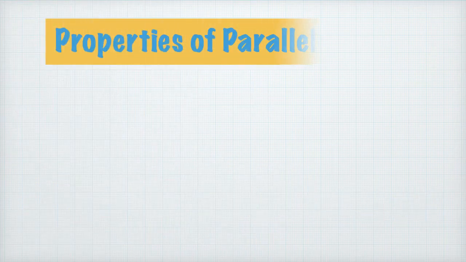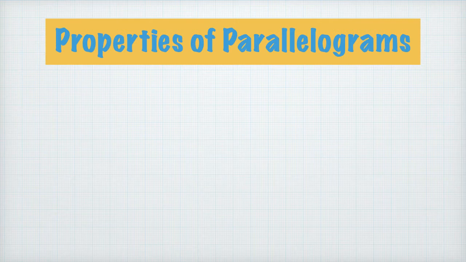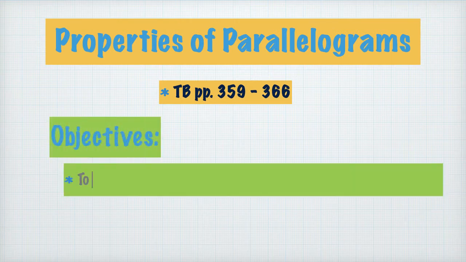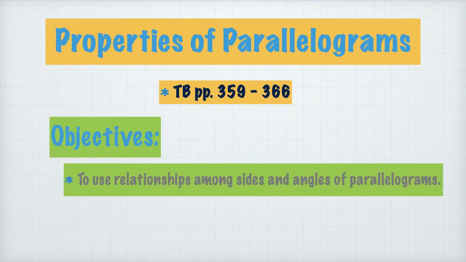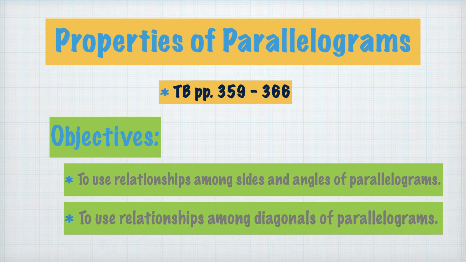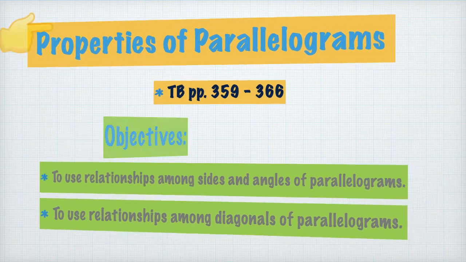Our lesson for today is Properties of Parallelograms, textbook pages 359 until 366. Our objectives: to use relationships among sides and angles of parallelograms, and to use relationships among diagonals of parallelograms. Please take note of the following.